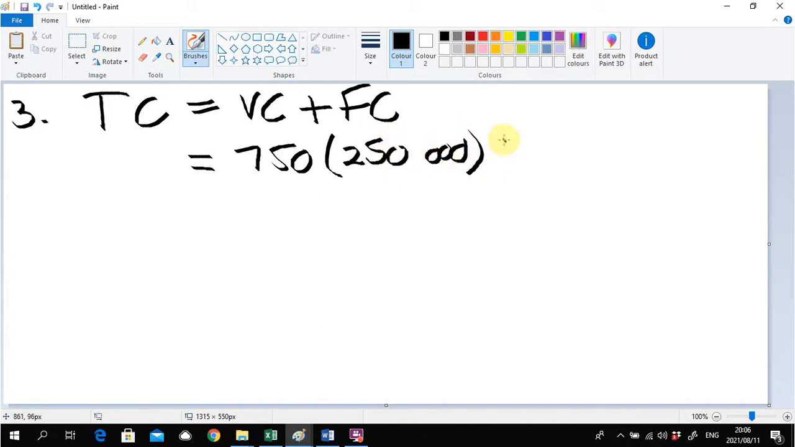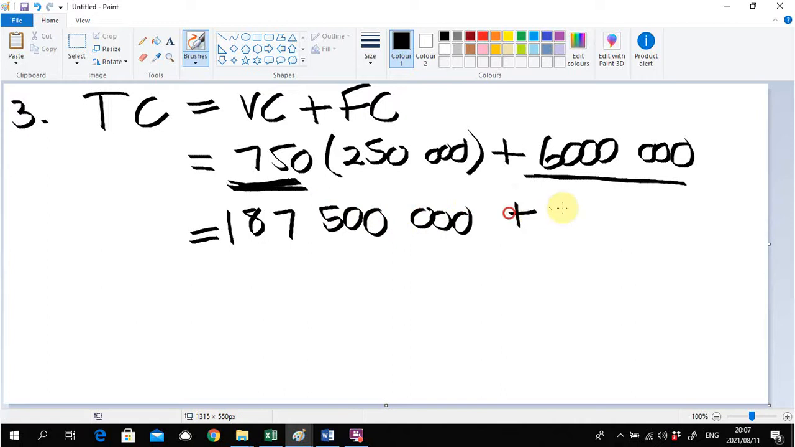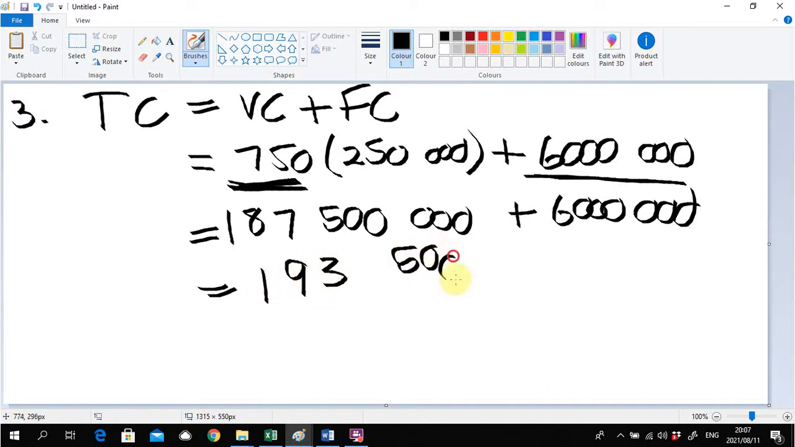250,000 units. And then we're going to add to that the fixed cost, which was another expense, and that was 6 million. So please note how the variable cost is per unit, but the 6 million is in total. And if I multiply that, you get quite the figure. You get, let me just write this properly, 187,500,000 plus 6 million. So again, I just first solved the bracket. And if I add those two together, I get 193,500,000 is my final answer for required number 3.